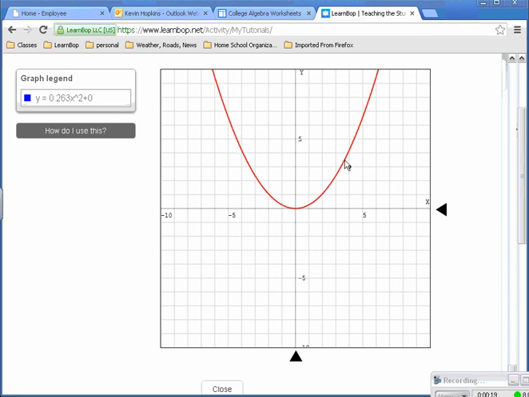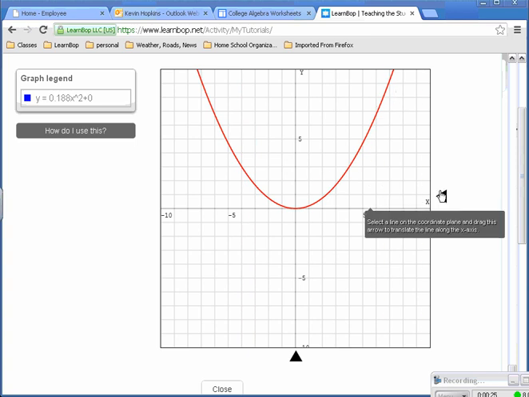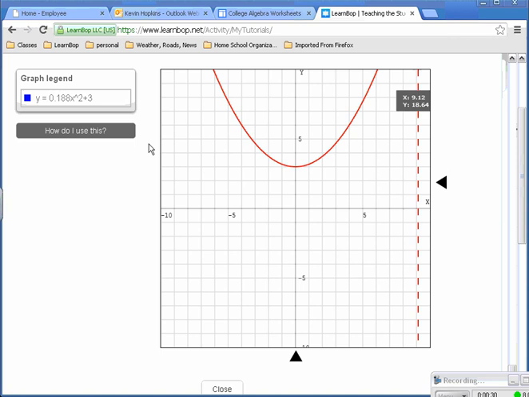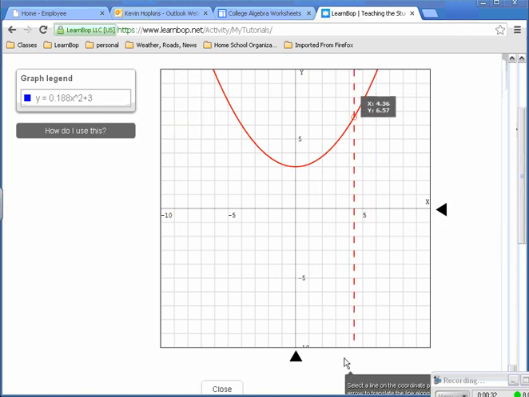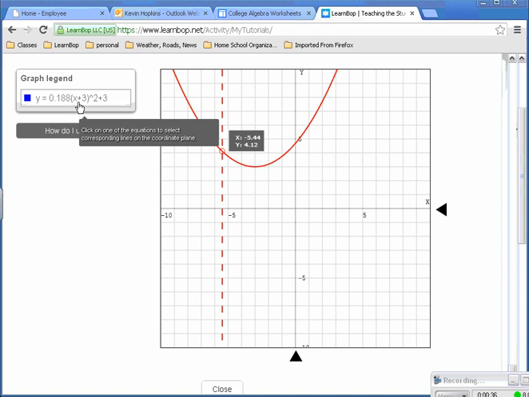And I believe you can pick specific points it would go through, and then it will snap to those points. So you can do that. You can move the parabola up. And notice what it does to the equation as we move it up a few units. What it does to the equation, or down, we can move it left or right. And again, notice what that does to the equation.